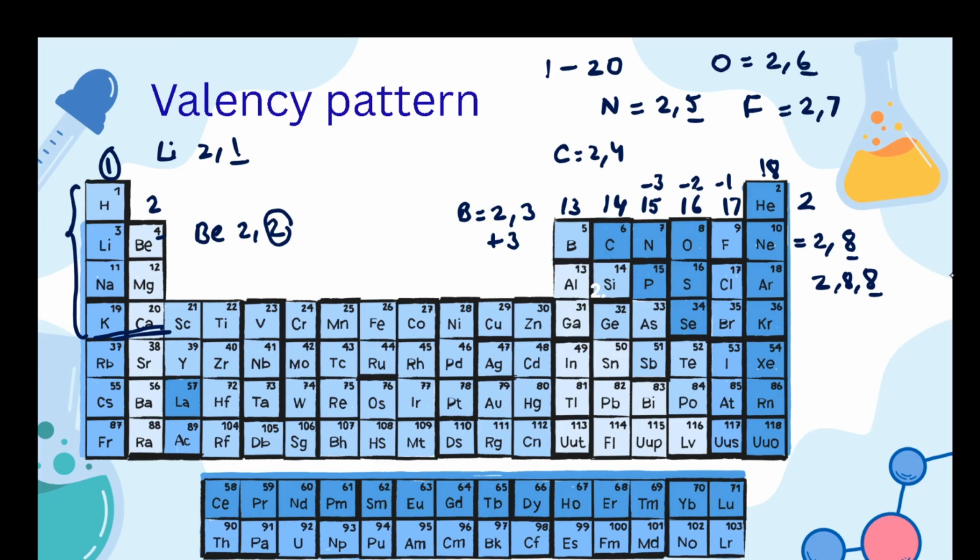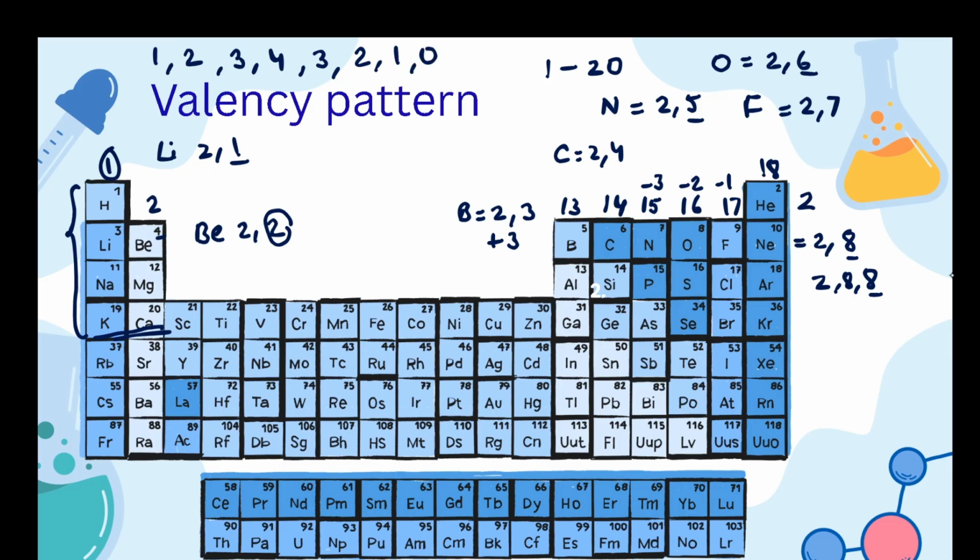So what is the pattern which we have seen over here for the first 20 elements? The pattern is something like this. Group 1 valency is 1, group 2 valency is 2, then for group 3 and 4 again it is the same as the group number. Then when we move towards group 5, group 5 is from nitrogen onwards. So from nitrogen onwards it becomes 3, 2, 1 and for the noble gases, the valency becomes 0.